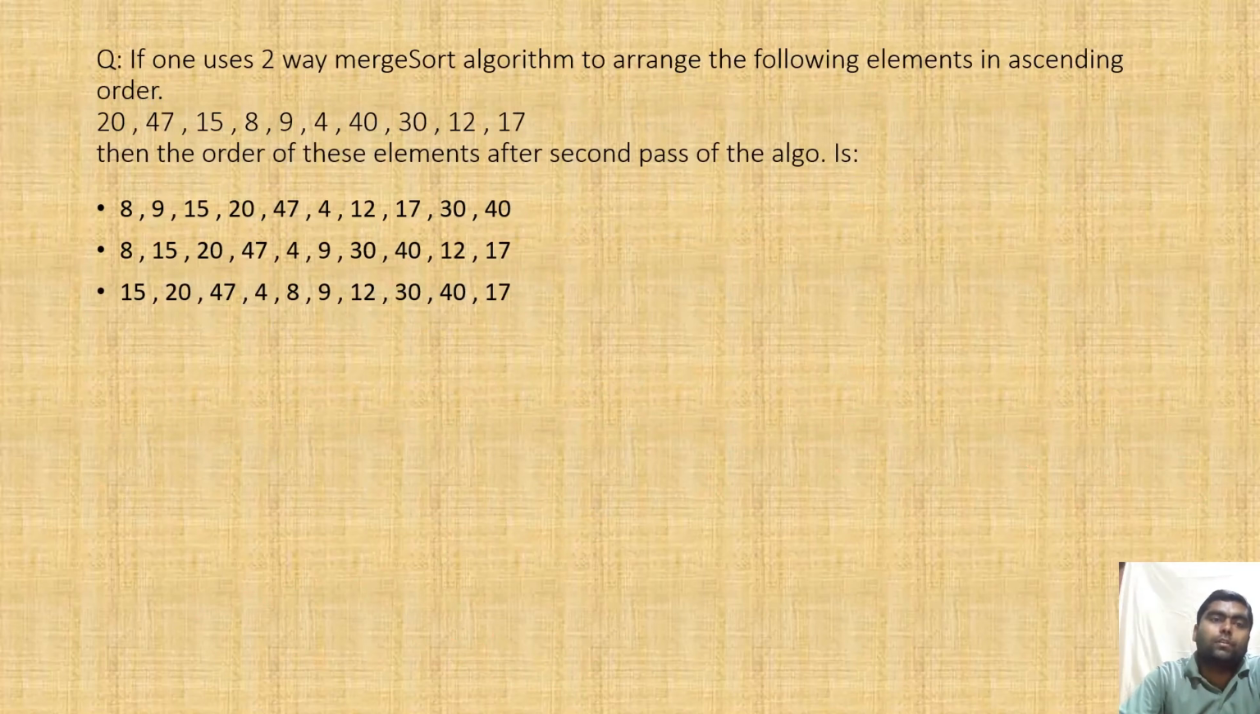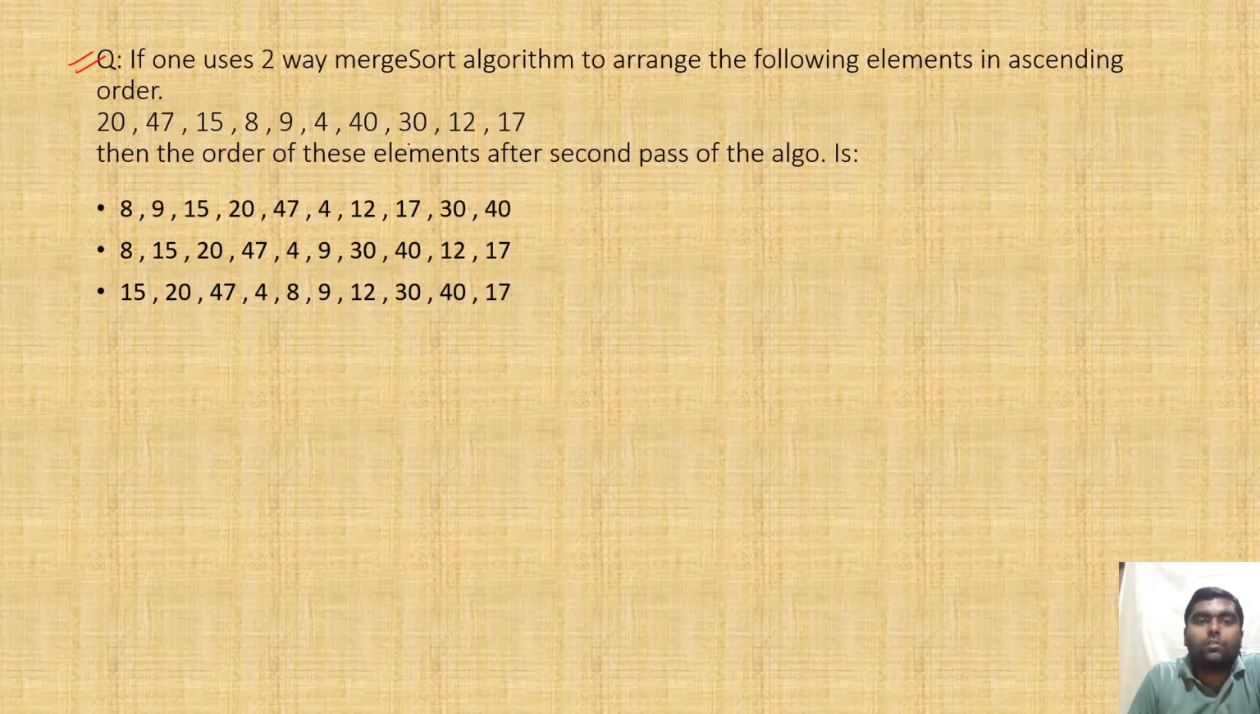Now let us solve one question which was asked in some previous year GATE examination. The question says that if one uses two-way merge sort algorithm to arrange the following elements in ascending order, means we are using two-way merge sort to sort these given elements in ascending order. So what is two-way merge sort? Means at a time how many elements will we sort? Two elements will be sorted, that is two-way. Three-way merge sort, at a time we will sort three elements.